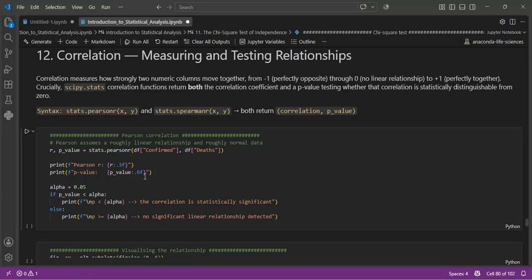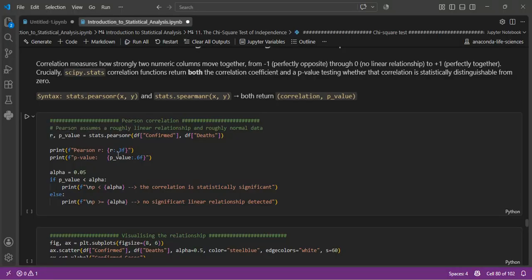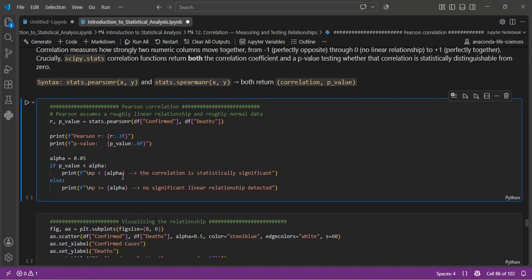Once you use the Pearson function on the two columns that you want to work with, you're going to get the R value, which tells you about your correlation, and then the p-value, the probability. We can have a threshold over here to say whether the correlation is statistically significant or not. The p-value should always be less than alpha in order to say that it is statistically significant. So let's run this particular code and see the outcome.